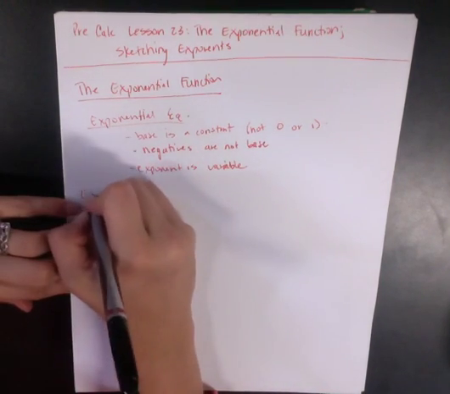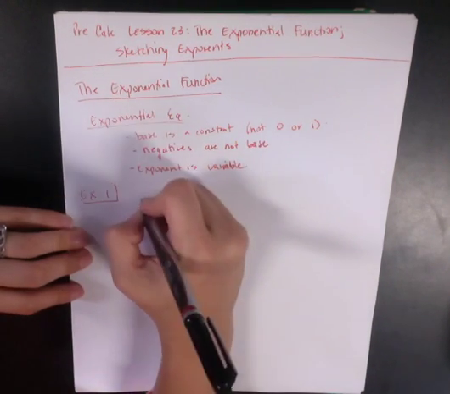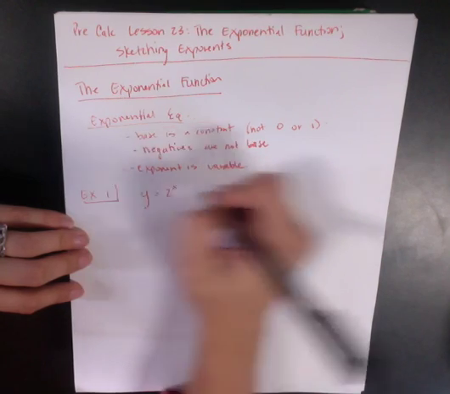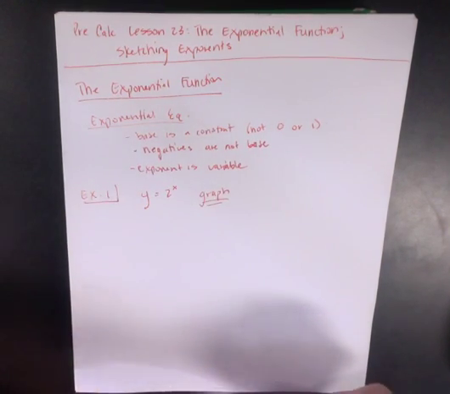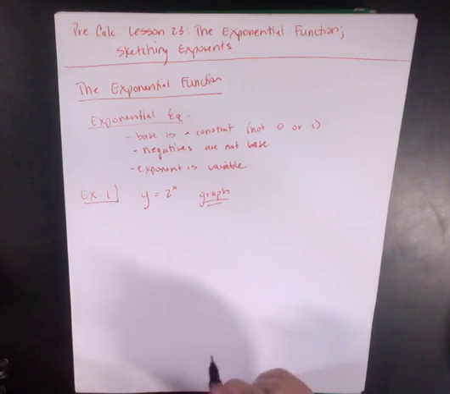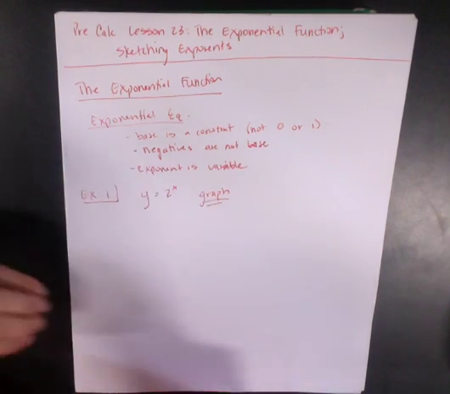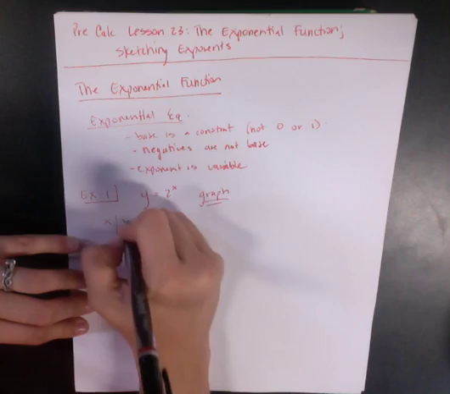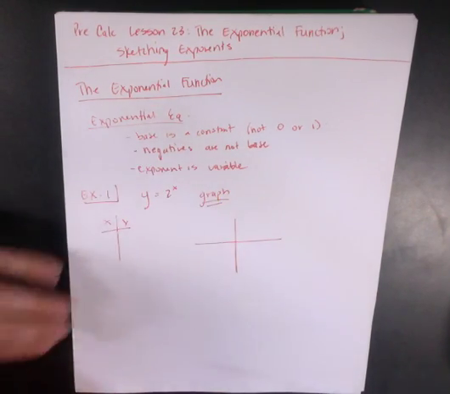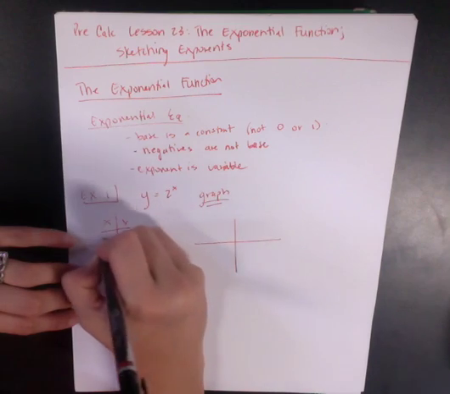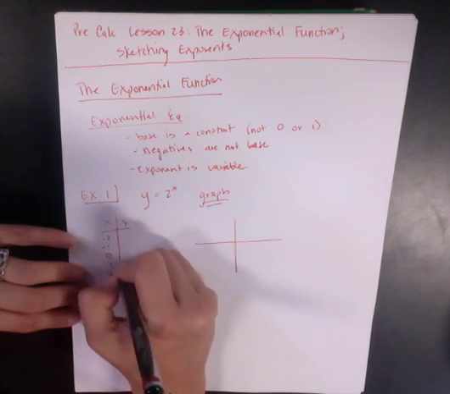So let's just jump into an example. It looks something like this. Y equals 2 to the x. And we are going to graph this. Now, the best way that we know, or really the only way we know right now, is creating an XY table. So let's do that. So let's do -2, -1, 0, 1, 2.